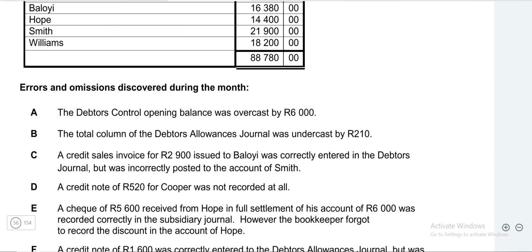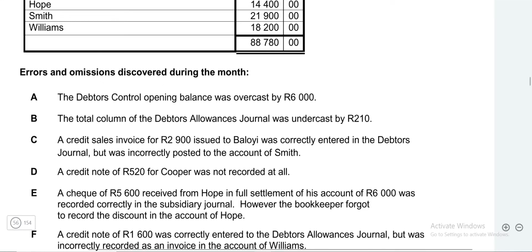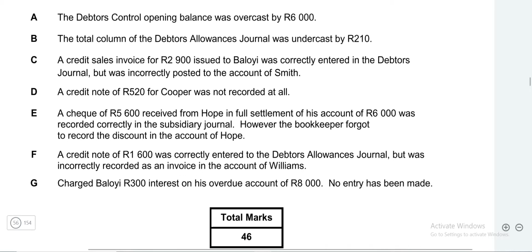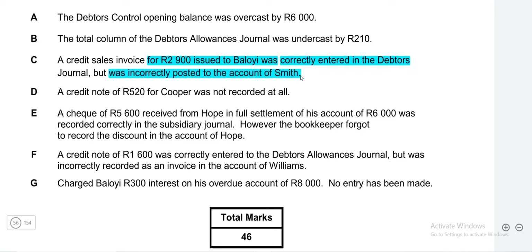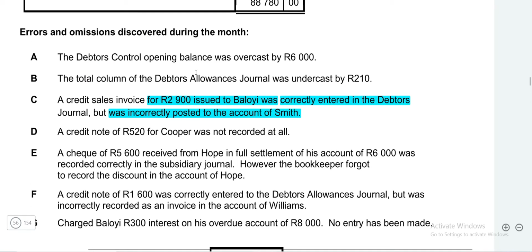And then the next transaction says that a credit invoice for 2,900. So it's very important that when you do this, you also highlight what is happening so that you don't forget what you need to do. So they're saying that a credit sales invoice for 2,900 issued to Baloy, and then they're saying that it was correctly entered in the debtors journal. So meaning that the control account is fine, but they're saying that it was incorrectly posted to the account of Smith.